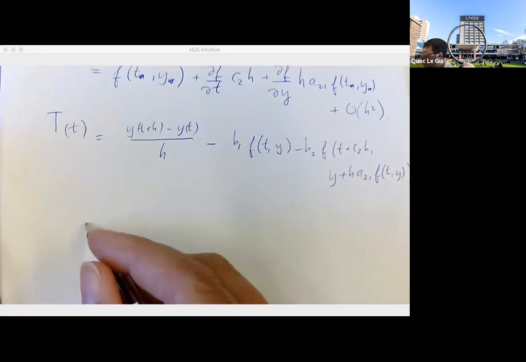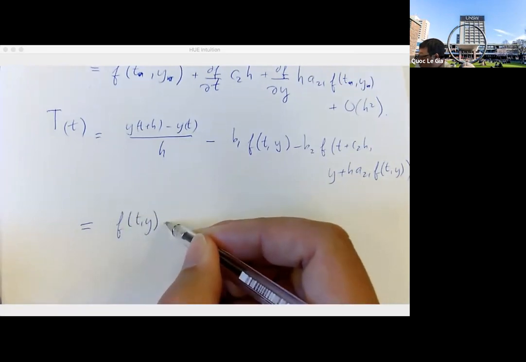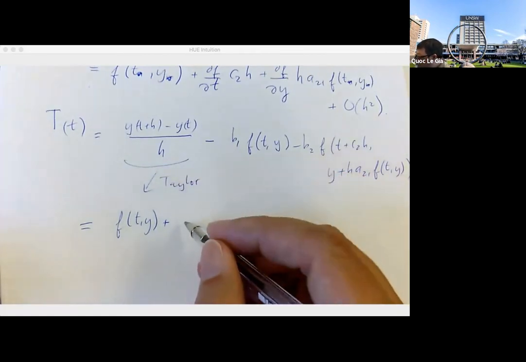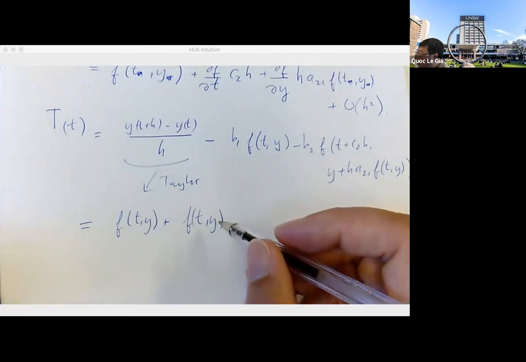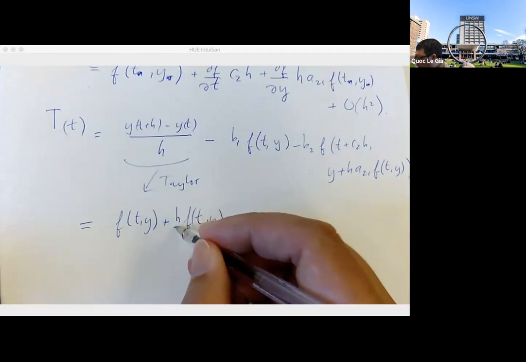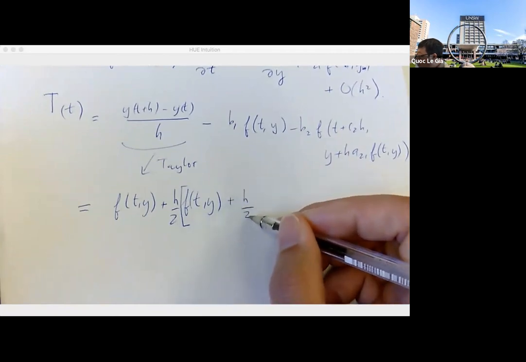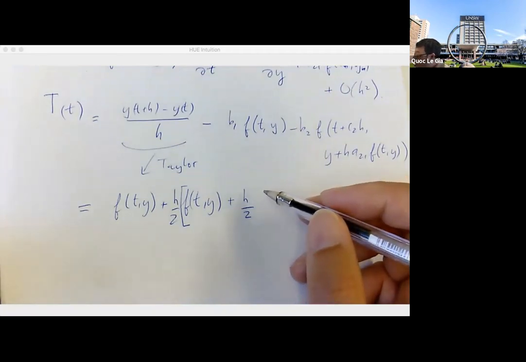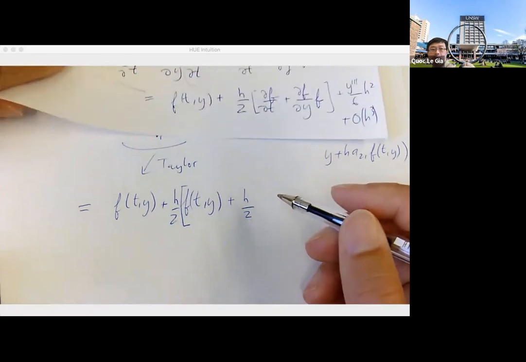And now you plug in the results from the Taylor expansion. If I plug it in from the Taylor expansion, then I get f of t, y plus f of t, y times h over 2, so you have to multiply by h over 2 in the beginning. No, I think we have to copy down from down here.